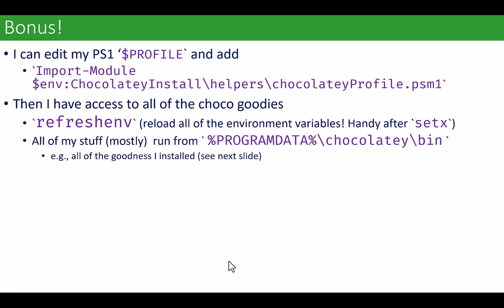You'll see a demonstration of why I love Choco, because I can use things like setx to set a new environment variable, and then I can use refreshenv to immediately load it. And I know where all my stuff is. My stuff is in ProgramData chocolatey bin. Or there are links to the stuff in chocolatey bin. So one way or the other, I can go to chocolatey bin and follow links to where things actually are in case I ever need to know.